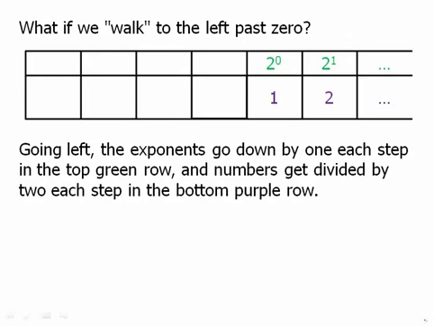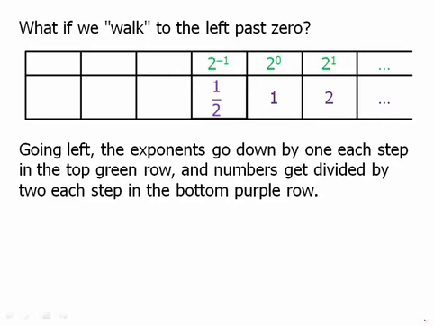So here's our sidewalk again, but we just extended it to the left past 2 to the 0. Again, going to the left, the exponents go down by 1 each step in the top row, and the numbers get divided by 2 each step in the bottom row. So in the top row, that exponent would go down from 0 to -1, and we would divide 1 by 2, so we'd get 1/2. 2 to the -1 equals 1/2.